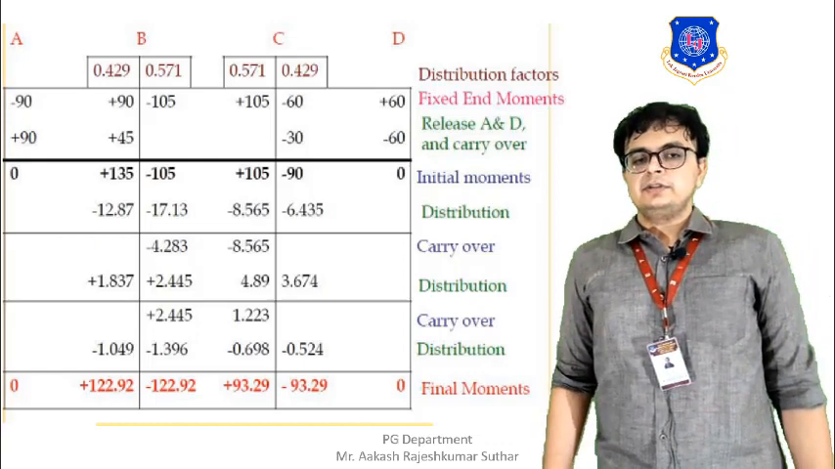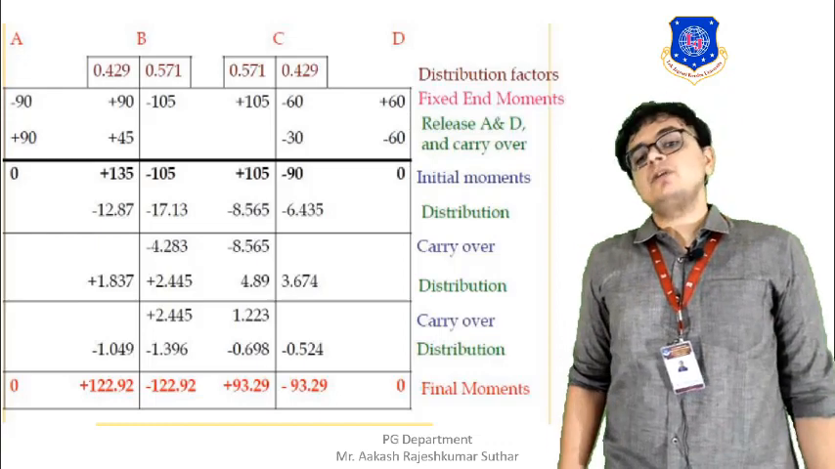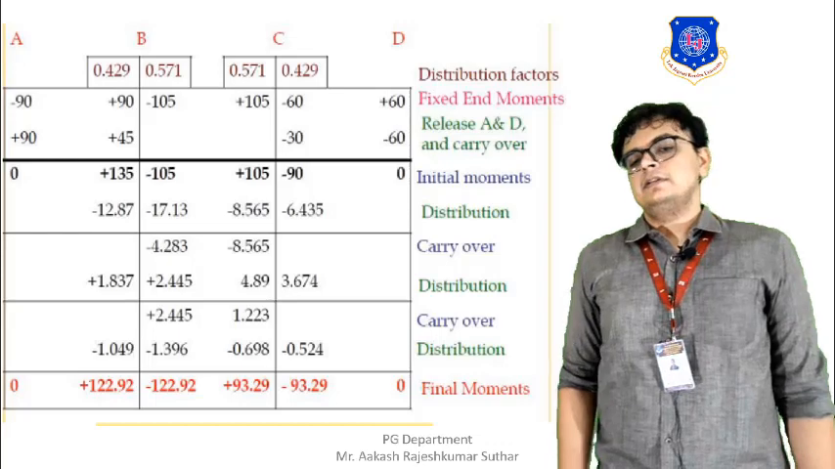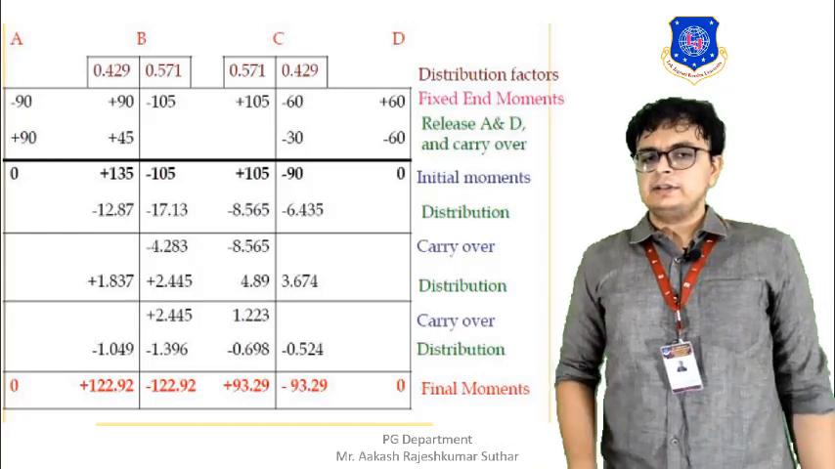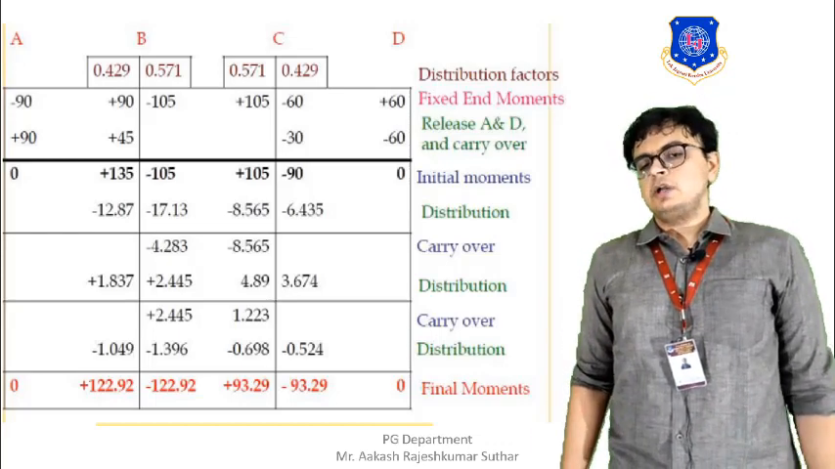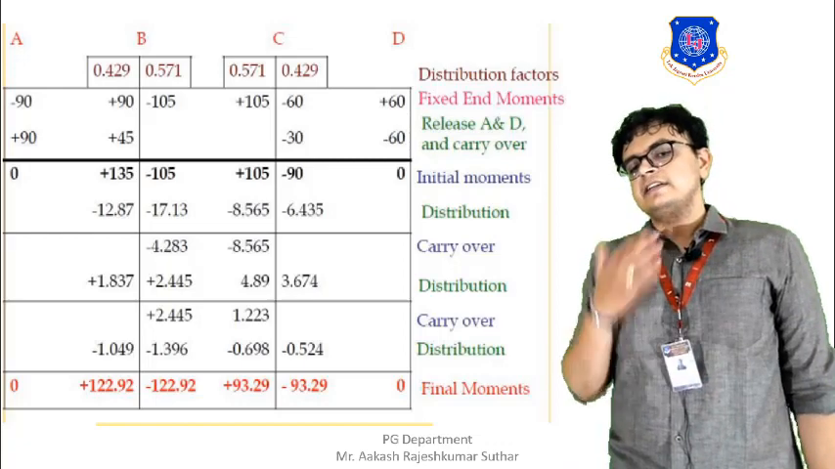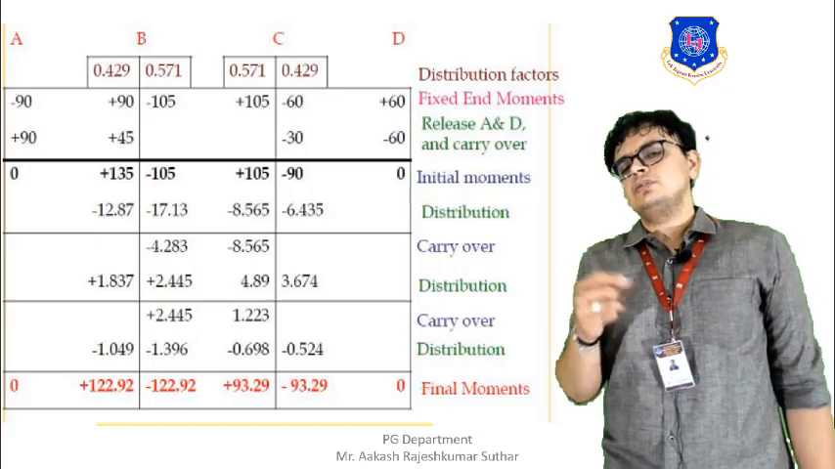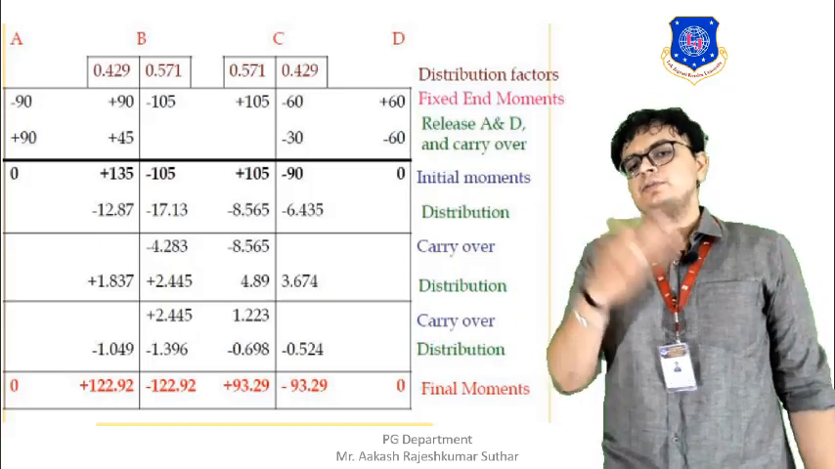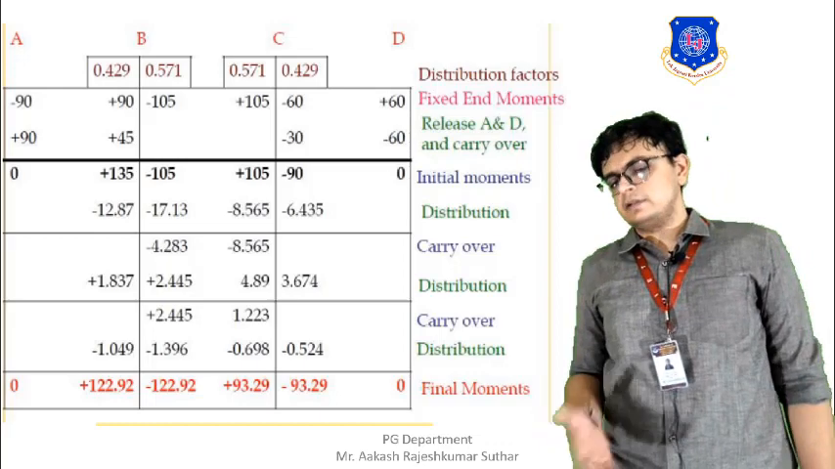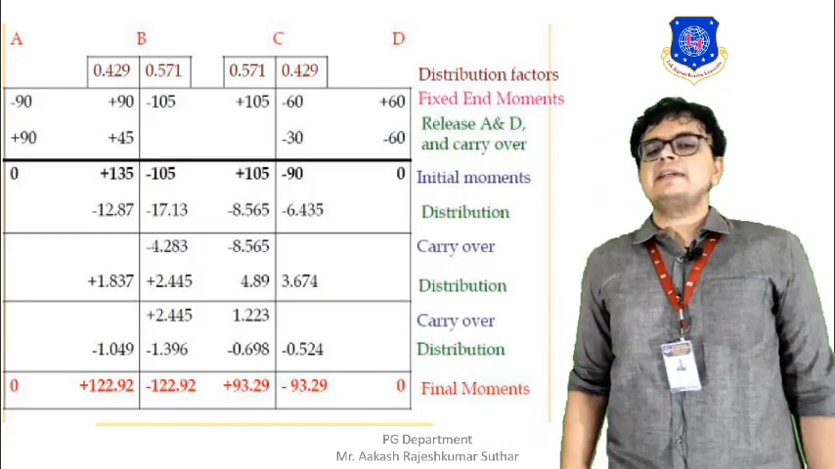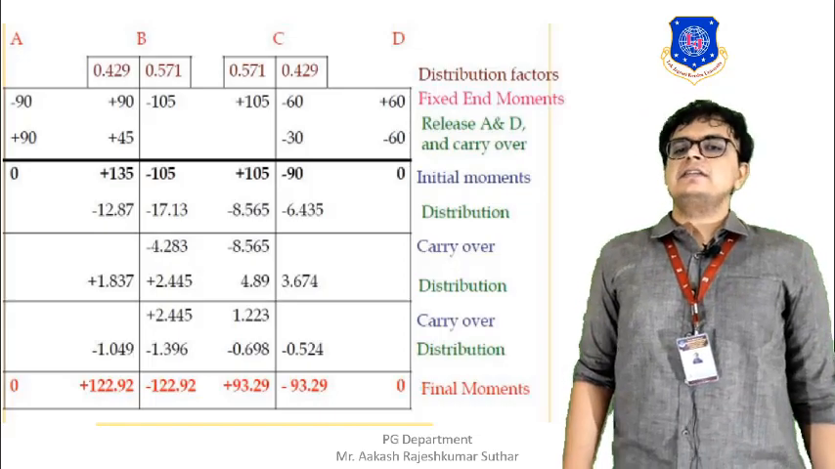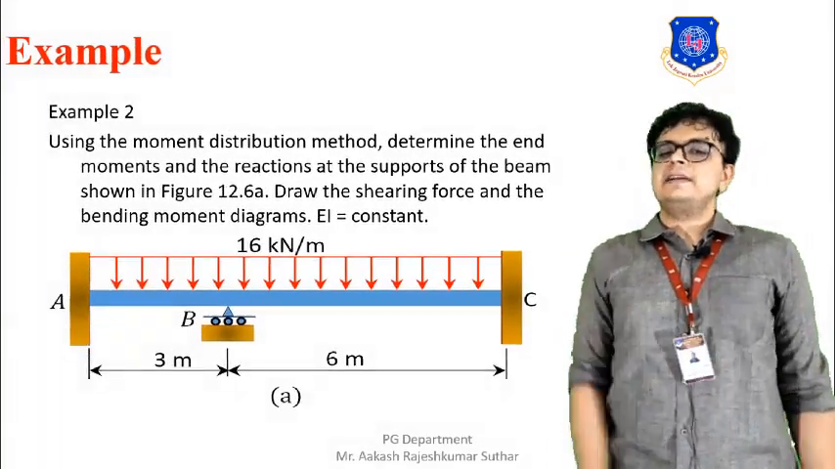Okay. So these were the final moments for our particular given example. In this way, the moment distribution method is done. You have to perform the distribution until you are getting a distribution value of minus 0.0 something, or minus 0.01 or 0.02. The more steps you do, the more precision you will get in solving the example. Okay. So let's start with another example in the next session.